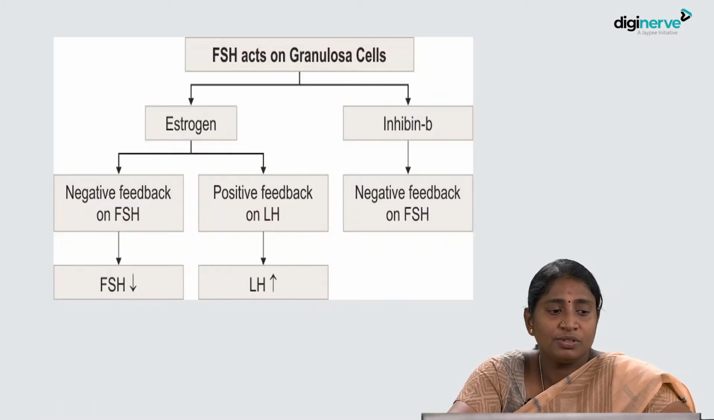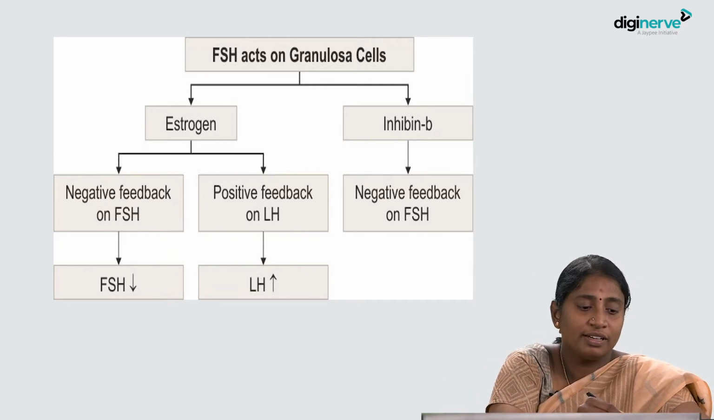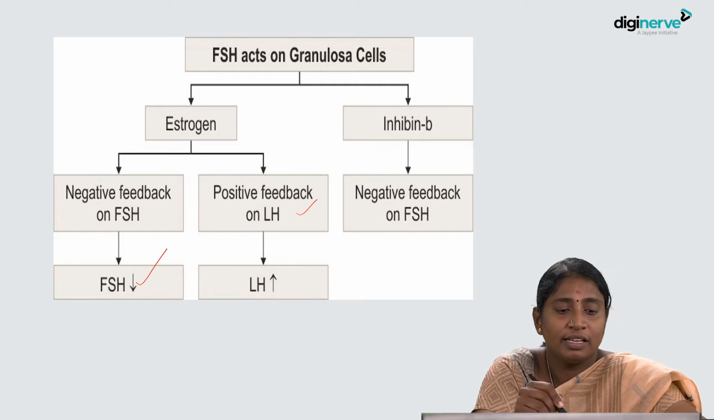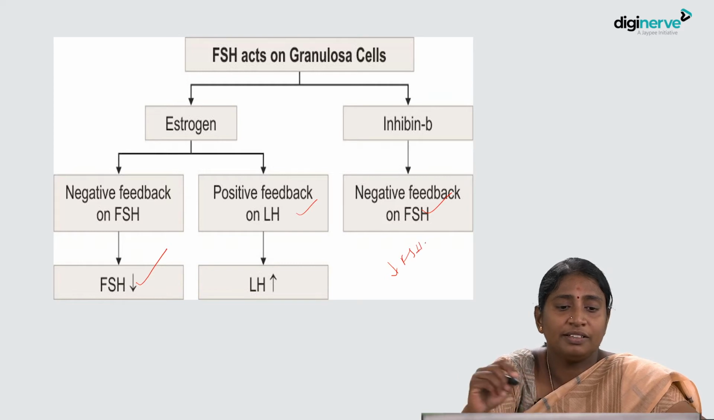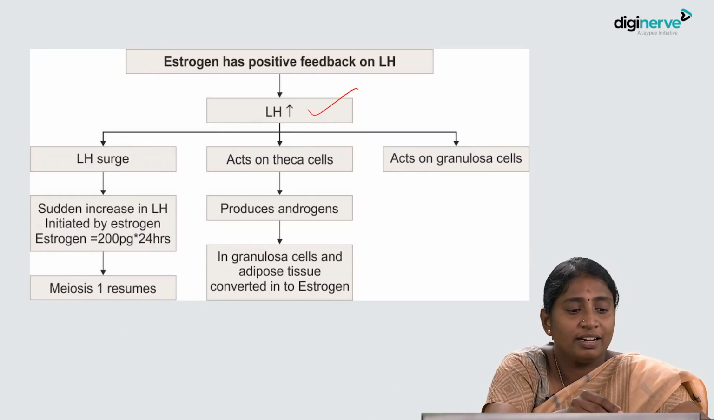FSH acts on the granulosa cells and helps in the secretion of estrogen and inhibin B. Estrogen has a negative feedback on FSH levels, and when the estrogen levels are raised, it causes a reduction in FSH hormone, and it has a positive feedback on LH. As the LH level increases, it again increases the luteinizing hormone level. Inhibin B has a negative feedback on FSH and reduces the FSH level as the inhibin level increases. Estrogen has a positive feedback on LH and thereby increases the LH level and causes the LH surge.